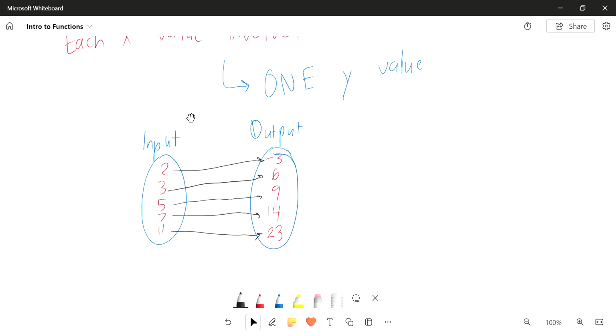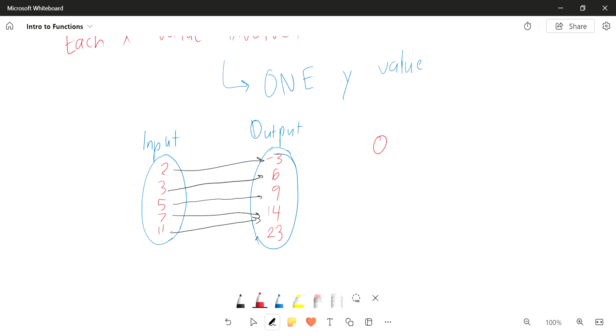And this follows that. However, if I were to change this 11 and make 11 go to an output of 14, that still works as a function because although multiple inputs go to the same output, it's still one output per input because 11 only has one output, 7 only has one output, 5 only has one output, and those two types of relations are functions.